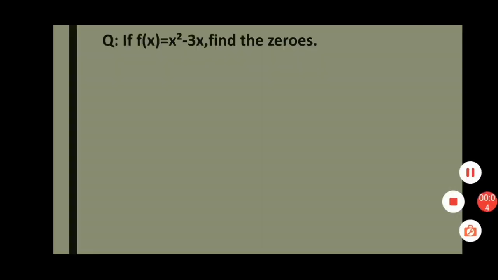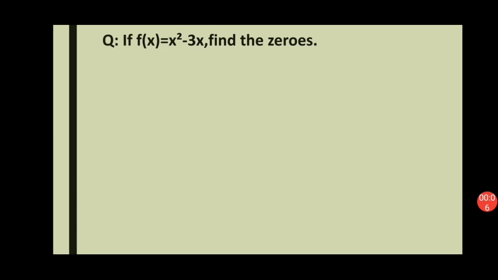If f of x is equal to x square minus 3x, find its zeros. Yes, equate f of x to 0. F of x is equal to 0. What is f of x? x square minus 3x, that's equal to 0.